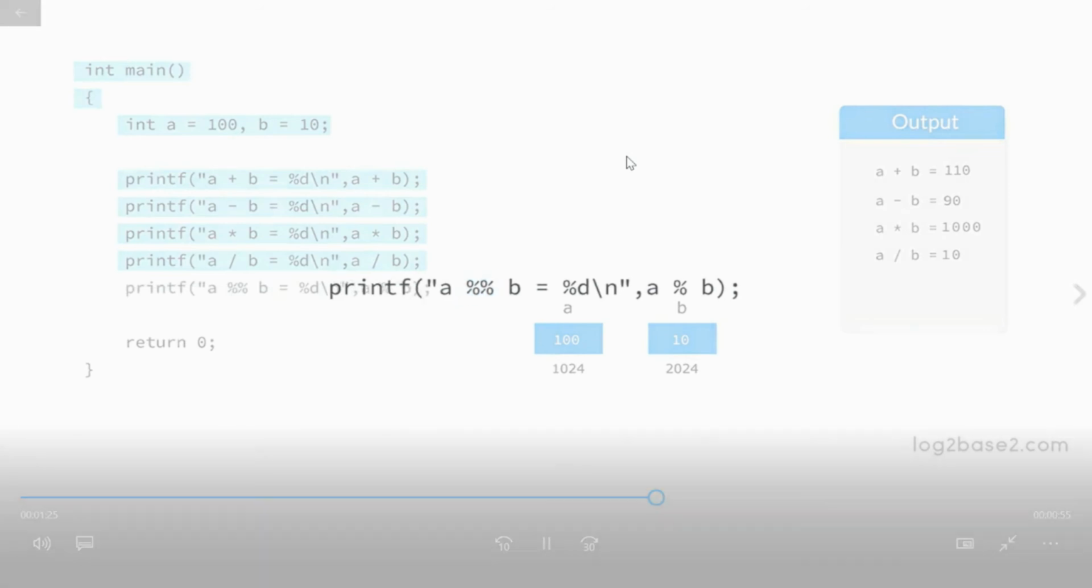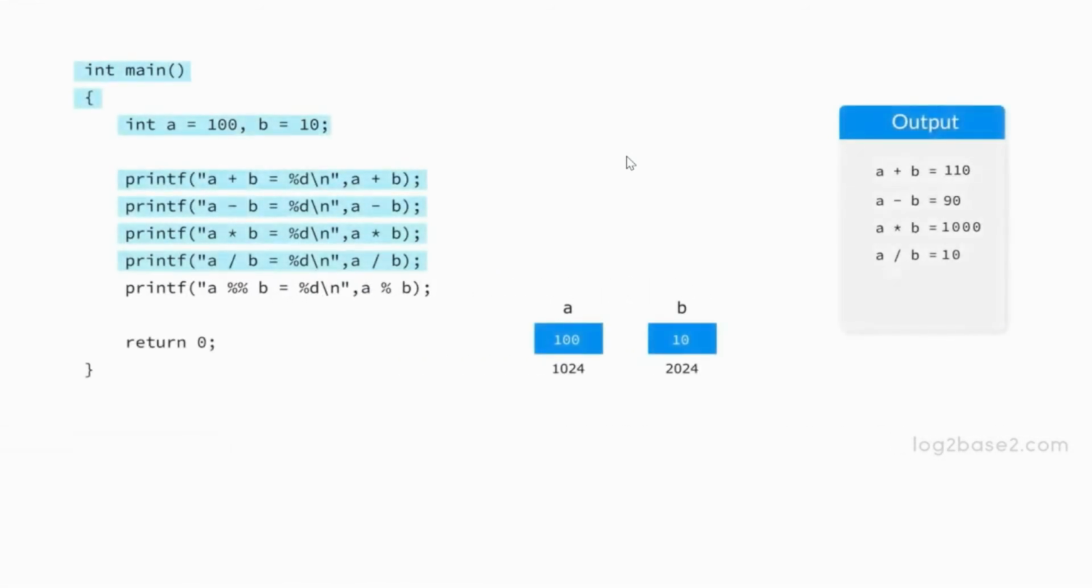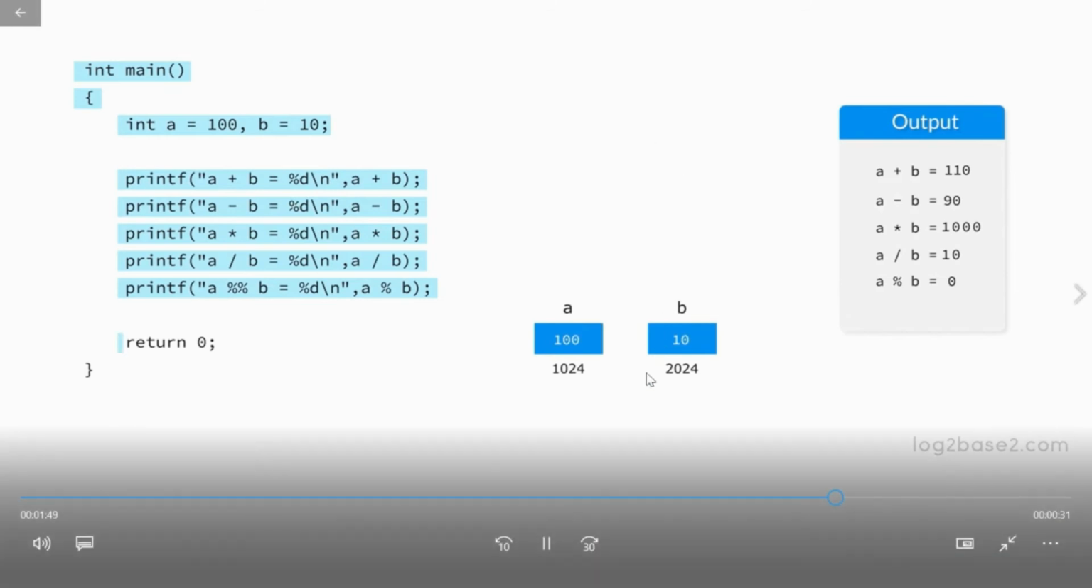So we have two percentage symbols here, and it is because in format specifiers we use the percentage character, and to print percentage as a character you can type percentage percentage. So this statement will print a percentage b, that is a modulo b equal to a mod b will be calculated, and that is a will be divided by b, and the remainder 0 will be printed.